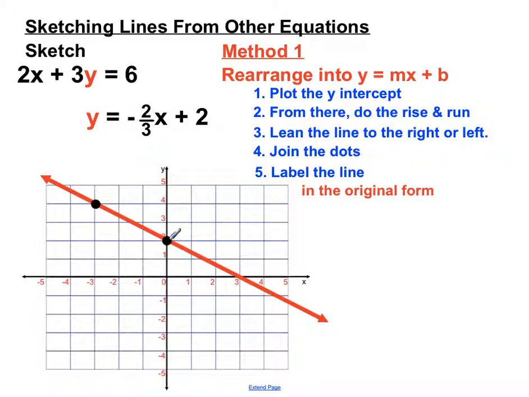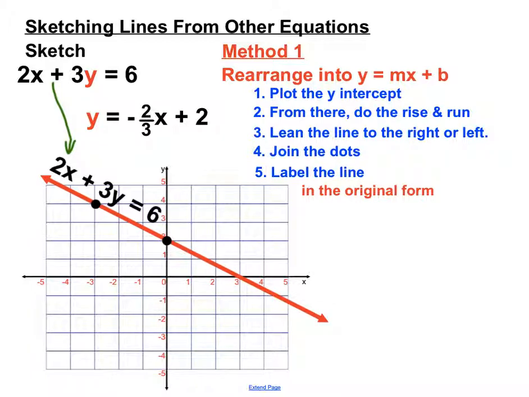This was my y-intercept. I rose 2 and ran 3 because of that 2 over 3 there. It's rise on the top and run on the bottom. And then I'll just label the line there with the original, not the rearranged. Notice I used the original version to label the line.